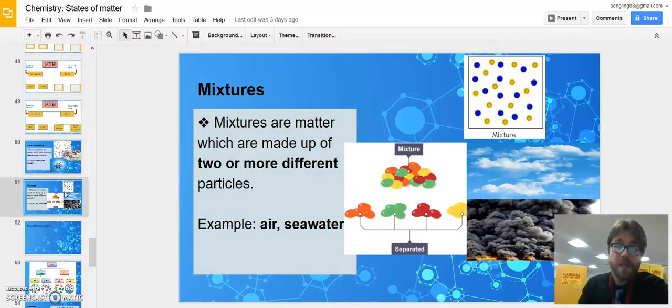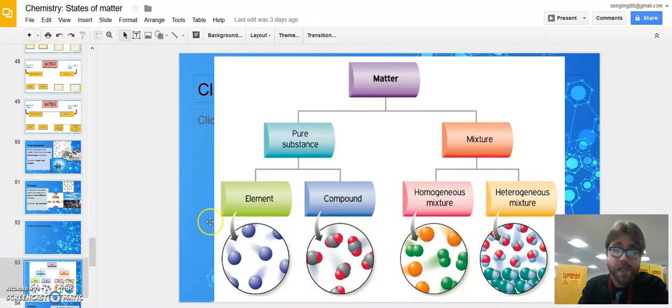A mixture is when matter is made up of two or more elements, all mixed together. So for example, look at this mixture. We have all these different colors mixed together. Look at these jelly beans. We have all these different things mixed together. It's a mixture.